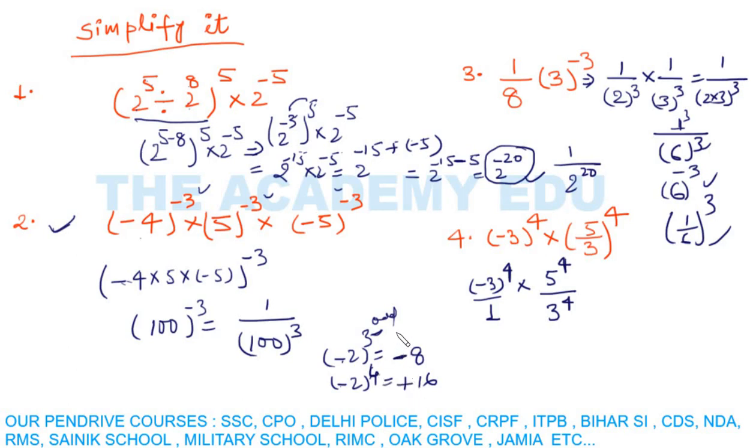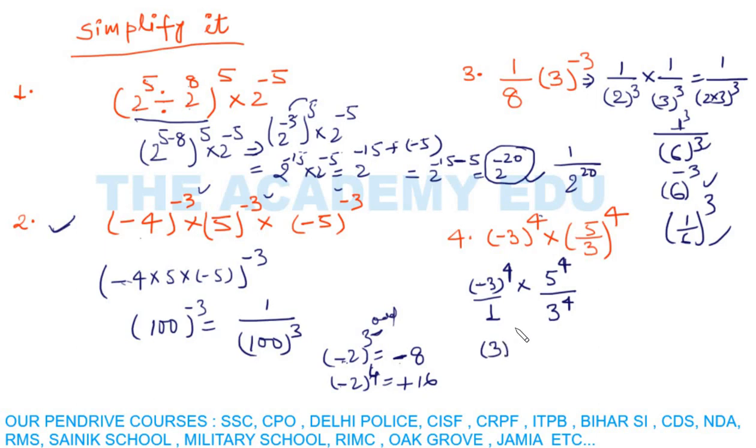So when there is an odd power, I will take a minus if the base is minus. If the base is not minus, there is no need to take minus and plus. It is always plus. If there is a minus in the base and the power is odd, you will take a negative sign. And if the power is even, you will take a positive sign. So see here, this power 4 is even, so this minus becomes plus.